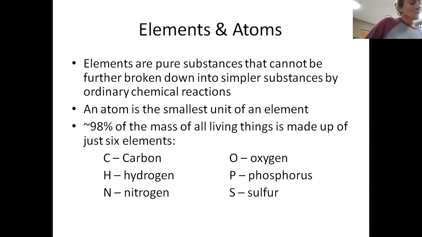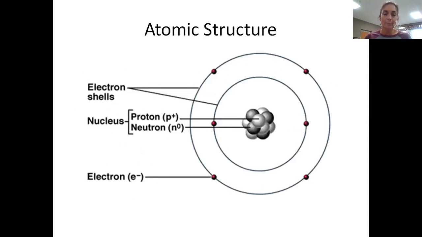Okay. The definition for an element, for an atom, you're writing down the 6 most common elements in all living things, not just the letter symbol, but what that letter symbol stands for. And now we're going to talk a little bit about atomic structure.